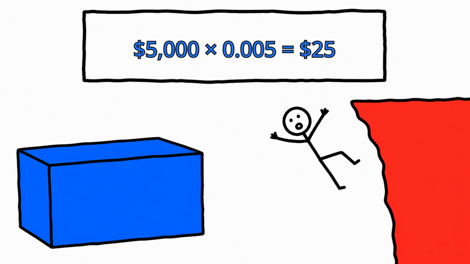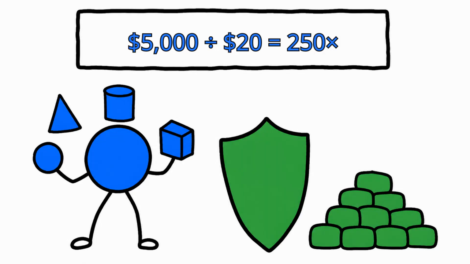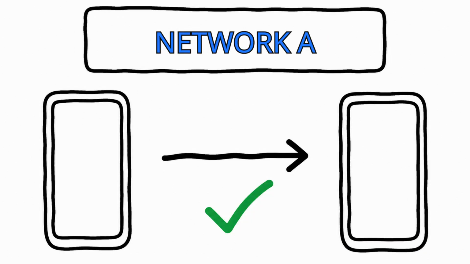Step 1, confirm the network. Sending on network A to an address that only lives on network B is the classic mistake. The sending app and the receiving app must show the exact same network name before anything moves. Step 2, copy, never type. Grab the address with copy-paste or a QR code. Human fingers are worse than you think.